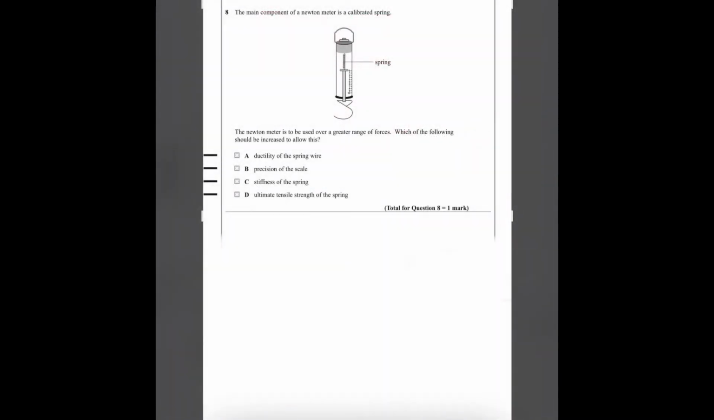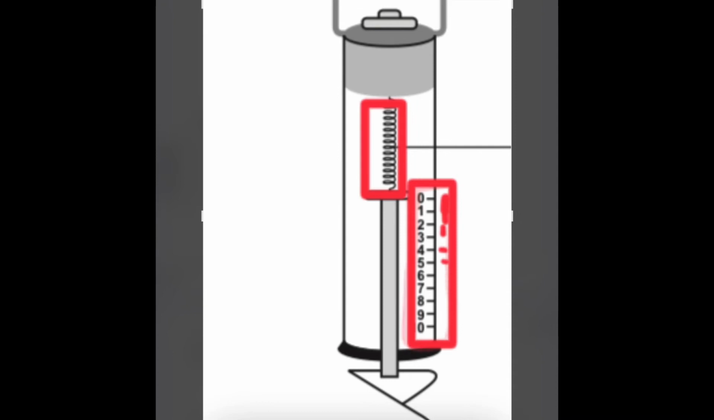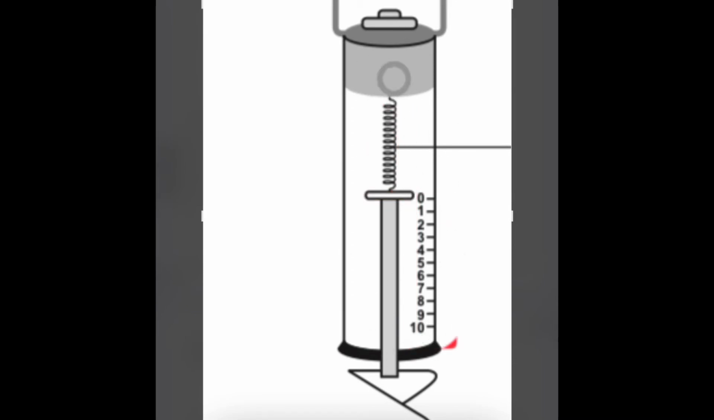Number 8. The main component of a Newton meter is a calibrated spring. So basically we have a spring here, and when it extends, we have 1 Newton, 2 Newton, 3, 4, 5, 6 and so on. These are calibrations, right? So basically this is a calibrated spring.